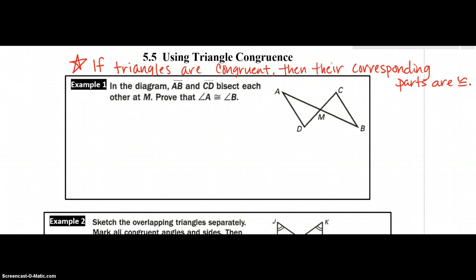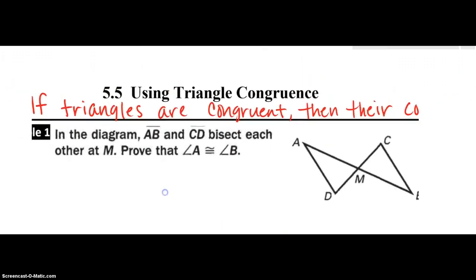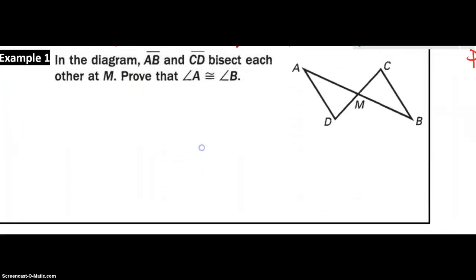So in the diagram, AB and CD bisect each other at M. Prove that angle A is congruent to angle B. Okay? So to start this, I am going to draw two columns. I'm going to label statements and reasons, because that's how we start off a proof. And what is step one every single time? The givens, right? Okay, so here we go.